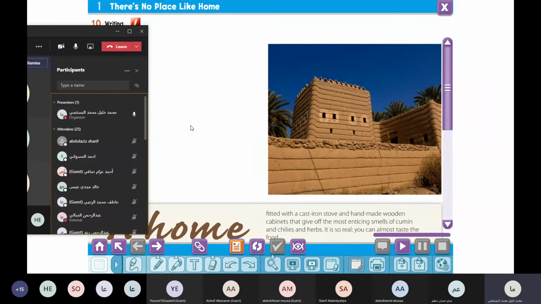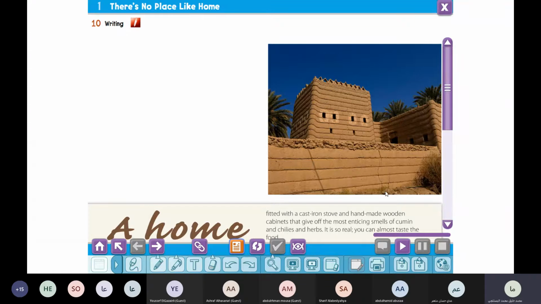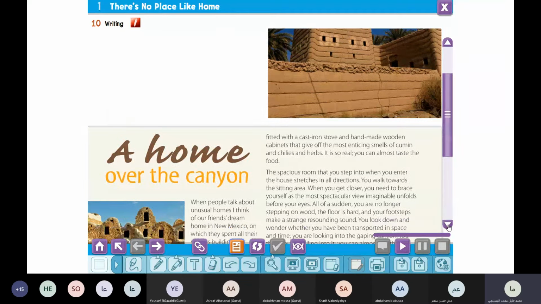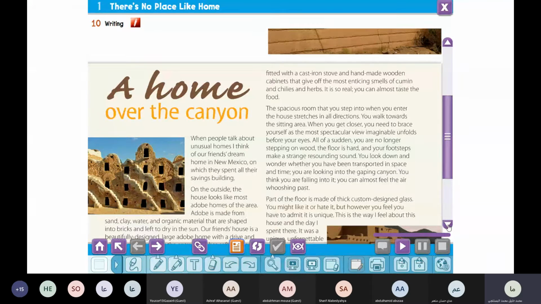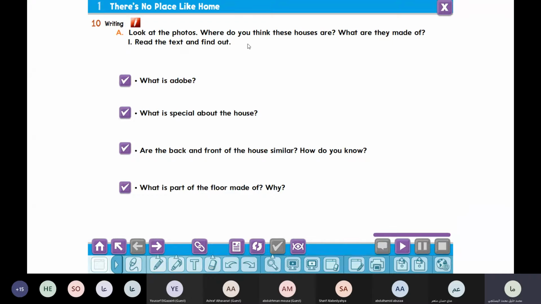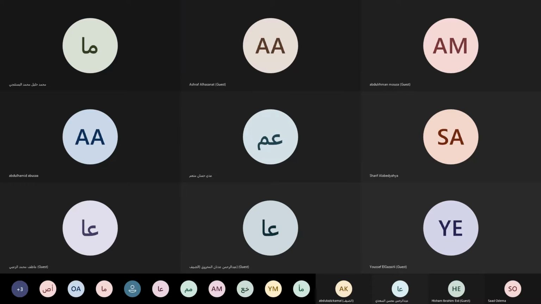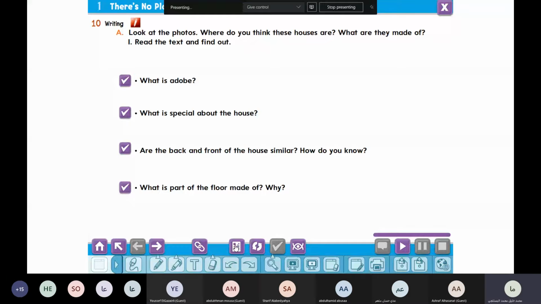We are going to listen, then we will answer the questions in number 1, number 2, number 3. Here we have questions. Look at the photos. Where do you think these houses are? What are they made of? Read the text and find out the answers. Now we will listen to the audio. Listen, please.